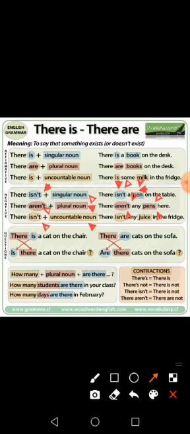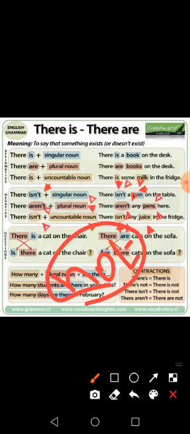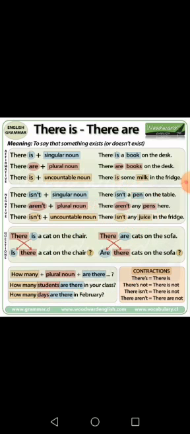There isn't any juice. I use is with what? With juice. Why? Because juice is an uncountable noun, and we add not. There isn't any juice. So we add the word not to make the sentence negative. We add it after is and are: there isn't and there aren't.